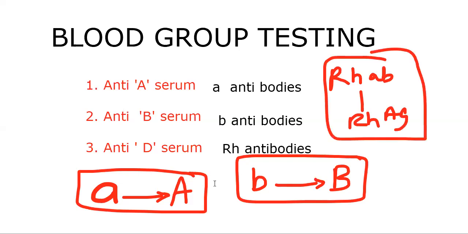RH antibody can bind with RH antigen. A antibody can bind with A antigen. B antibody can bind with B antigen. When these antibodies bind with antigen, how is it visible? In the form of agglutination. Remember this, agglutination. In general terms, we can say clotting.